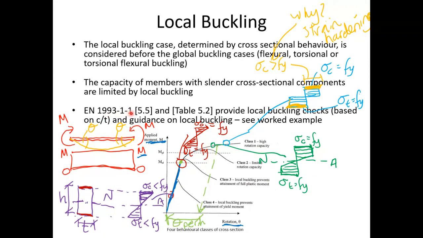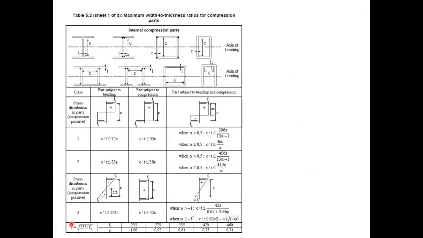So Eurocode 3 Part 1-1 clause 5.5 and Table 5.2 is going to provide us with the checks on that. I'm going to show you that in a second. It's probably on this one. Okay, so this is the table that helps us to work out how susceptible our member might be to local buckling. So we look at all the individual little component parts of it. In our first example, we're going to concentrate on the rolled section. So we want to look at an I section.